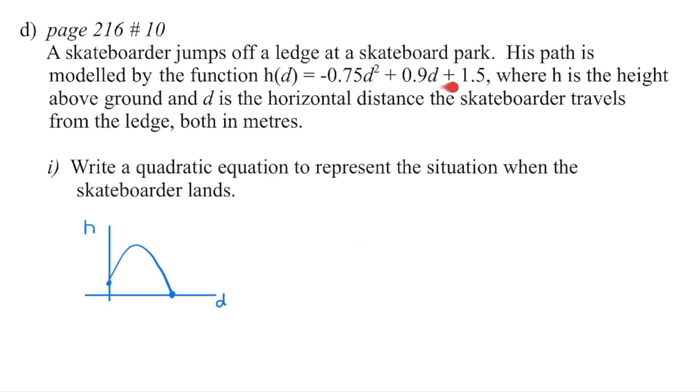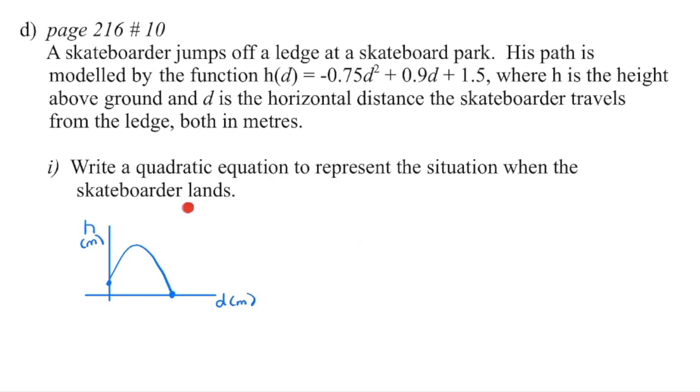This is in standard form. Standard form tells me two things. I know that my y-intercept is 1.5, so that means that I am 1.5 meters above the ledge, and actually we can go ahead and fill the units in here as well. I also know that my parabola is opening down because a is negative, so that's how I know it's going to look something like this.